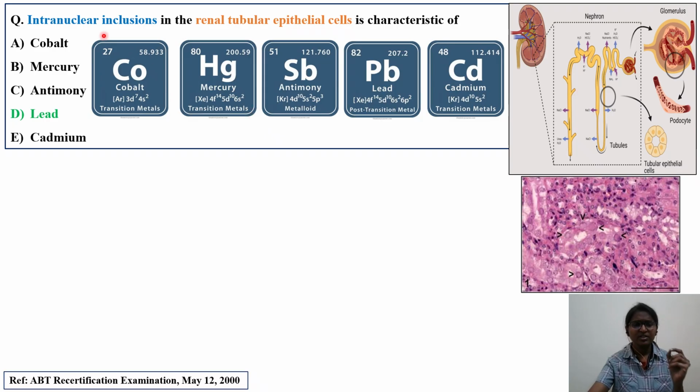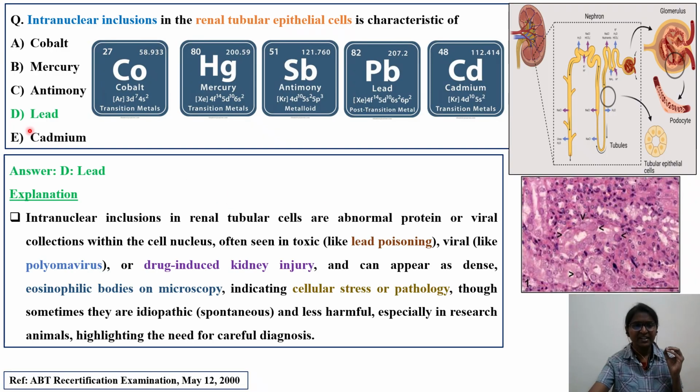Intranuclear inclusions in the renal tubular epithelial cell is the characteristic of: option A is cobalt, option B is mercury, option C is antimony, option D is lead, option E is cadmium. The right answer is shown in green text, that is option D, lead. So the characteristic feature of lead is intranuclear inclusions in the renal tubular epithelial cells, in the PCT.